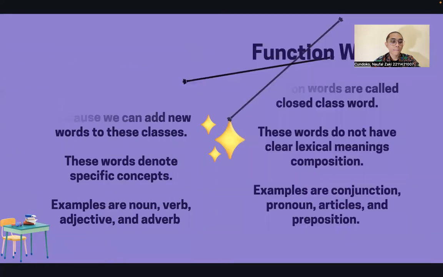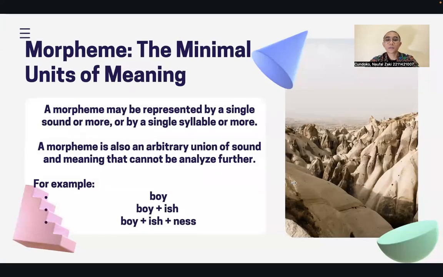The next one, we will talk about the morpheme, whose definition is the smallest meaningful unit of a language. A morpheme may be represented by a single sound or more, or by a single syllable or more. So, it can be either sound or syllable that could become a morpheme. A morpheme is also an arbitrary union of sound and meaning that cannot be analyzed further.